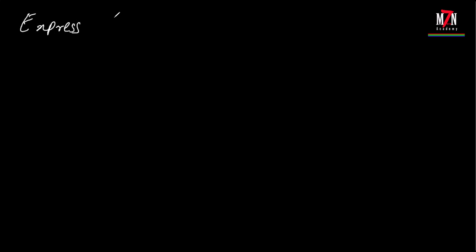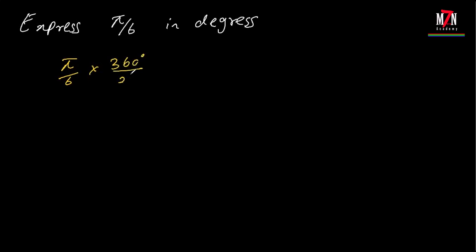Express pi over 6 in degrees. What you have to do is multiply pi over 6 by 360 over 2 pi. Then you can cancel pi and you will have 30 degrees.